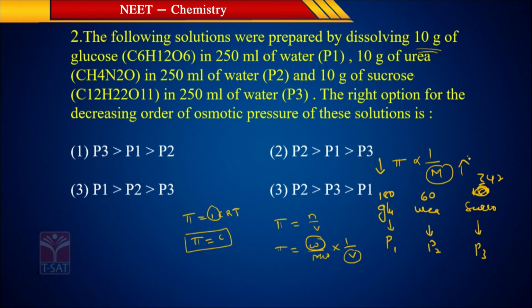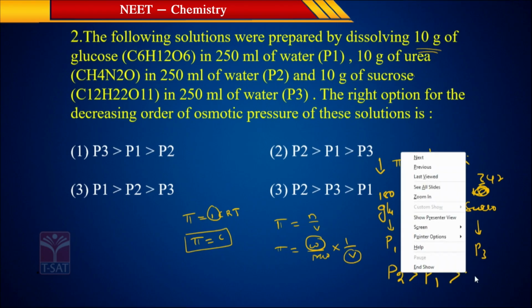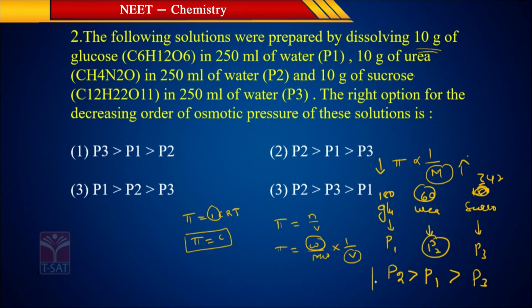So, higher molecular weight means lower pressure, and lower molecular weight means higher pressure. Molecular weight is less for urea, so urea has higher pressure than glucose, P1, than sucrose, that is P3. So this will be given in option 2, right.